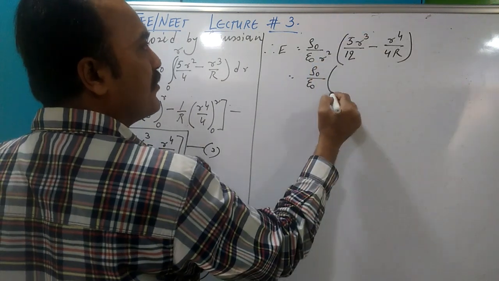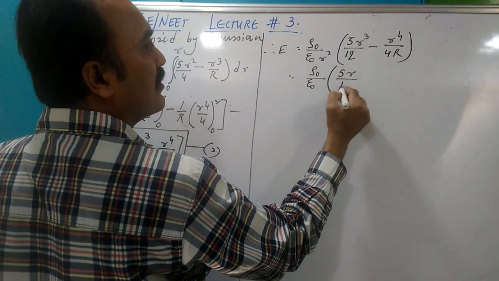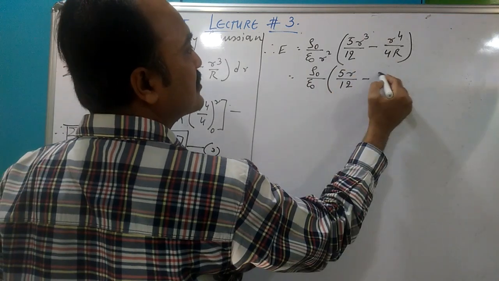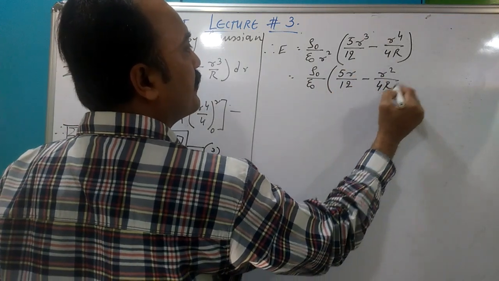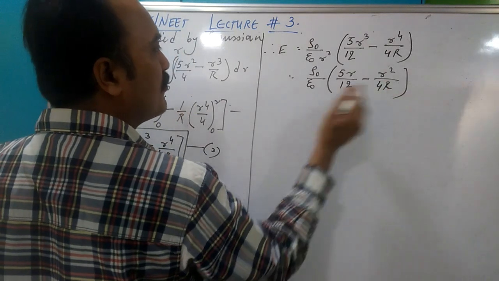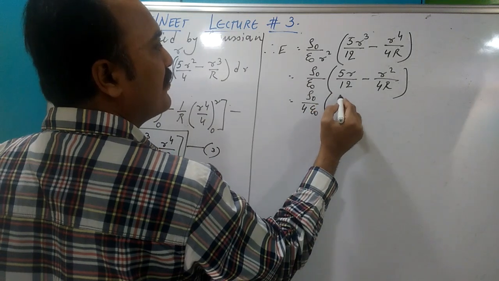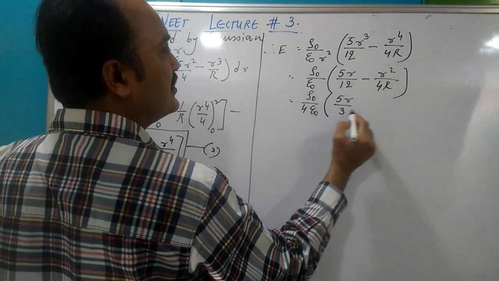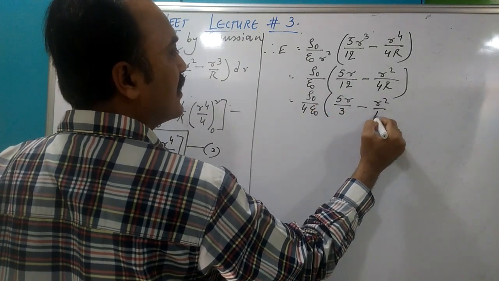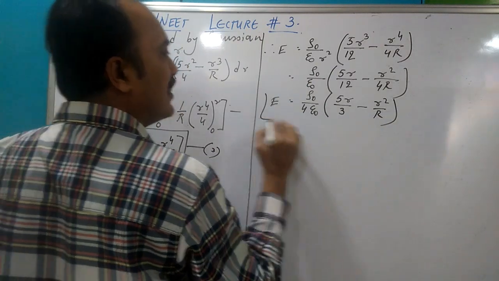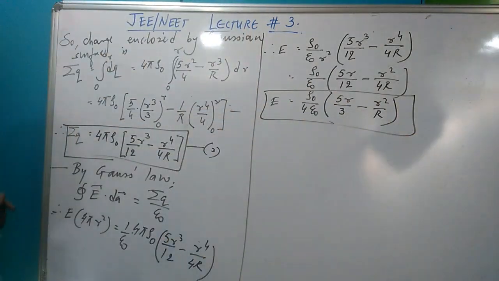I cut r square from here. What is left? 5r by 12 minus this r square goes r square. You can see I can take 4 from both these outside. And what is left inside? 5r by 3 minus r square by r. Ladies and gentlemen, nothing better than this sum.